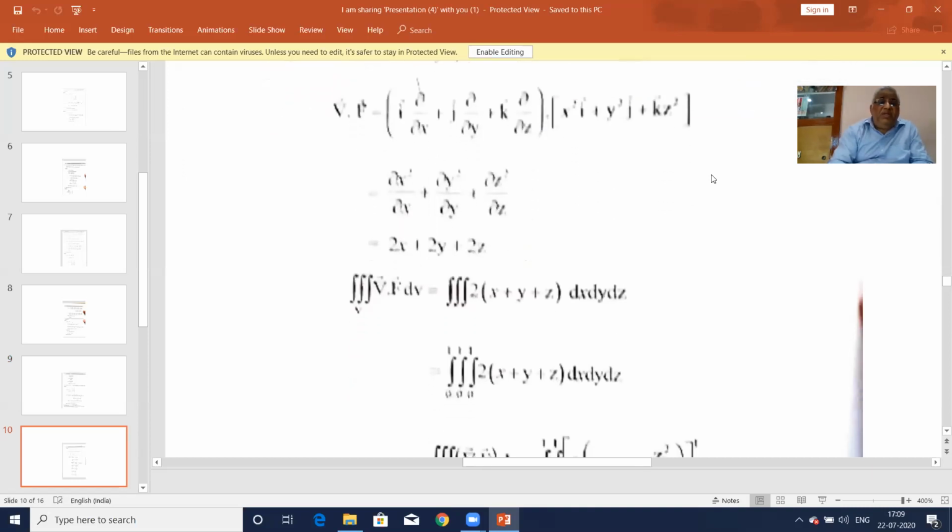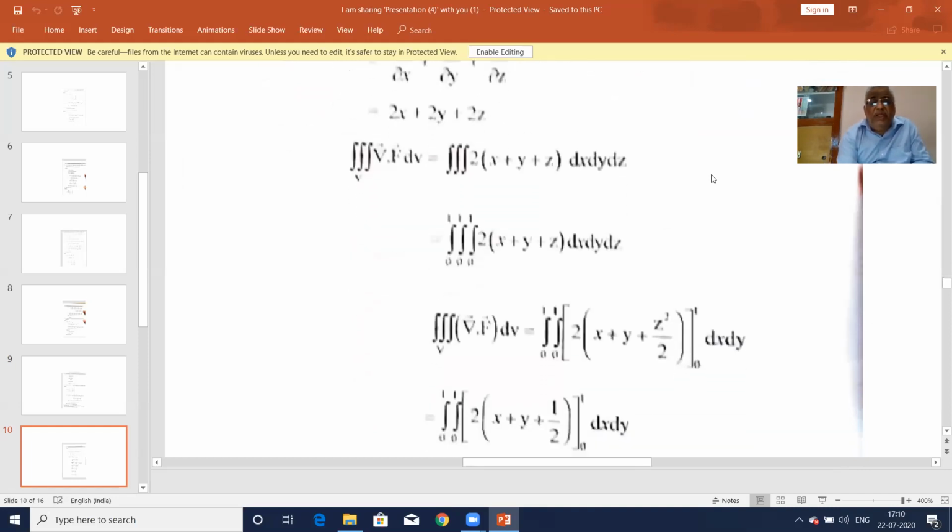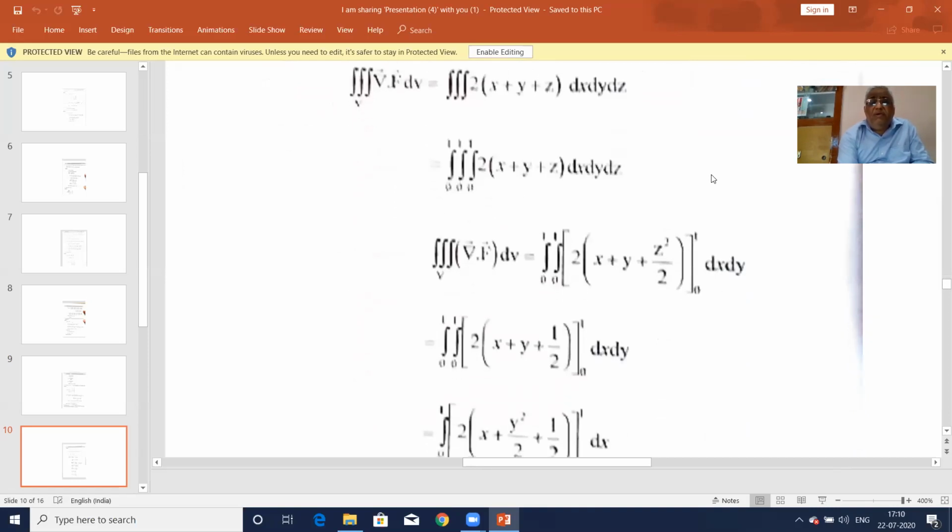The limits are also given. It is from 0 to 1. The x, y, z values are between the limits 0 to 1. Put the limits for the integrals, putting the limits for 2 into (x plus y plus z) dx dy dz. Solve the mathematical way of doing this. Solve first the z inner integral, next dy, next dx.